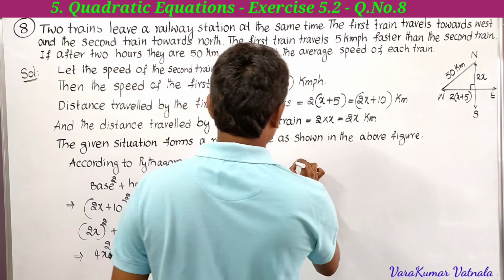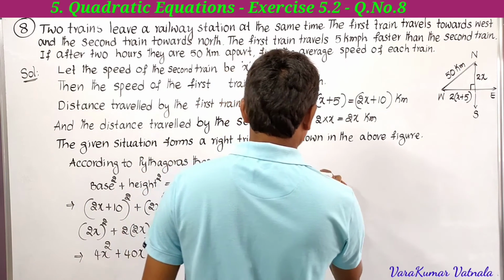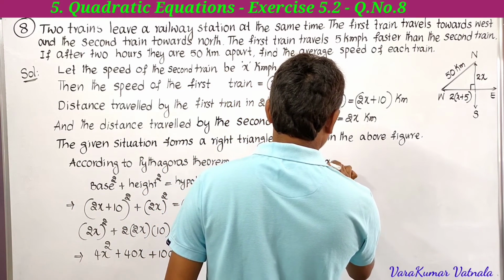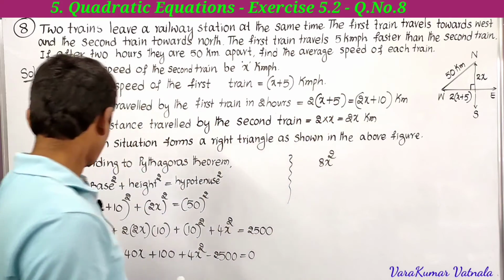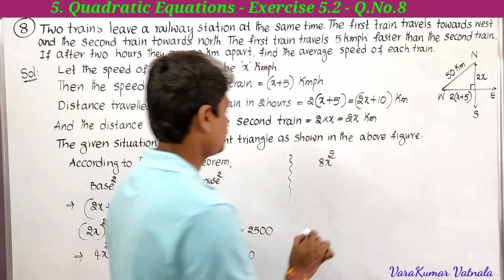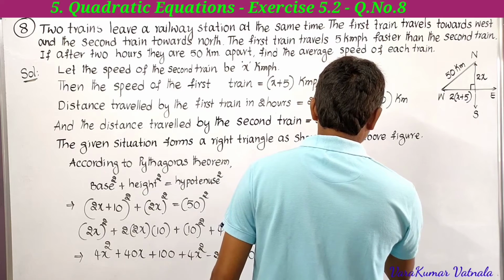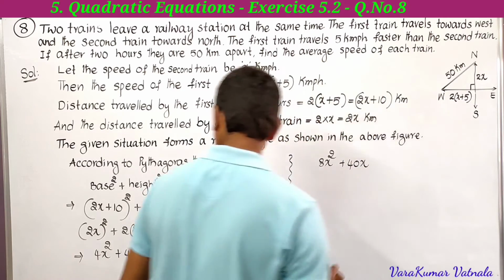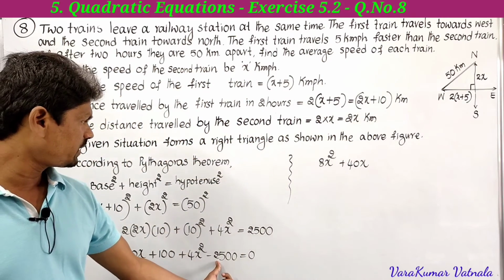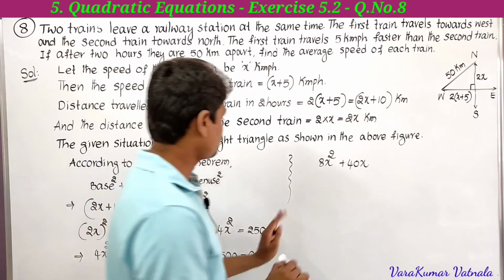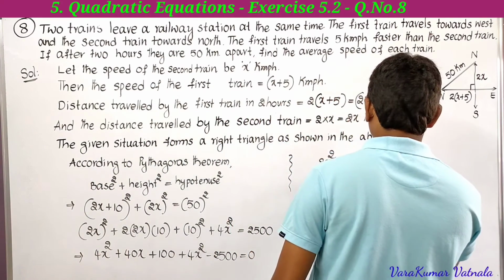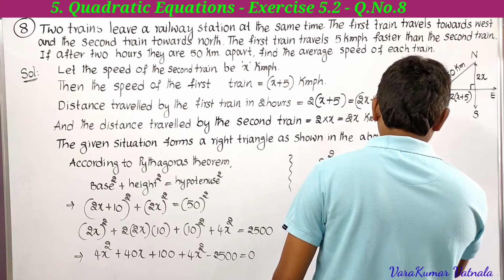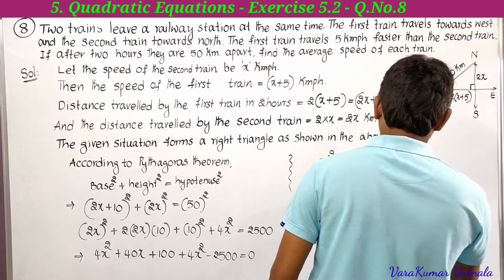So it becomes 8x square. So I am writing here 8x square plus 40x. Plus 100 minus 2500 becomes minus 2400. Minus 2400 is equal to 0.